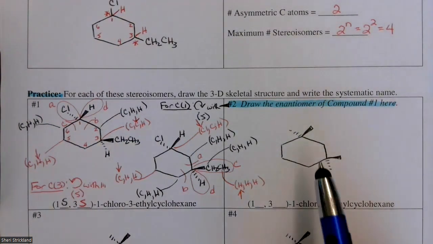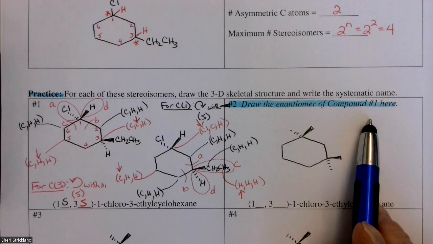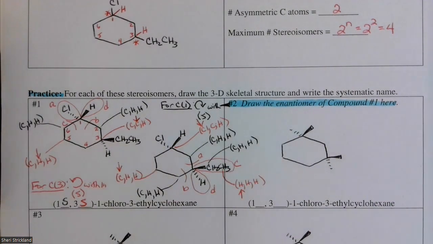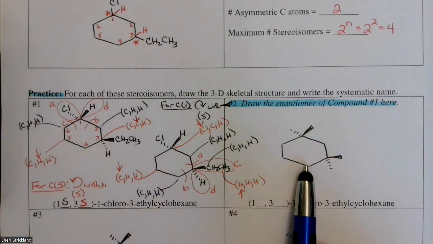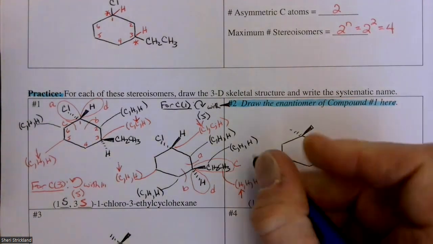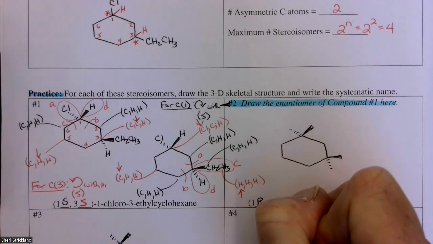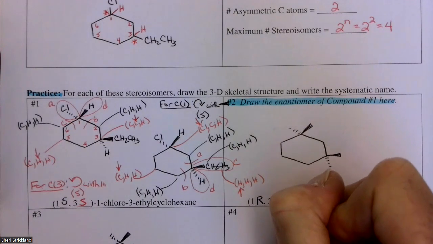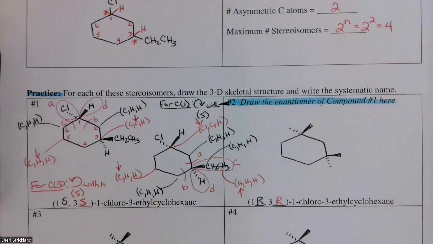Now, if I want to draw the enantiomer of compound 1, how is it an enantiomer related to the original compound? All right, so you can do it first in the name, because with an enantiomer, it has to have the opposite configuration at every asymmetric carbon. So we're going to change the S to R at carbon 1 and the S to R at carbon 3. So that's how we do it in the name.